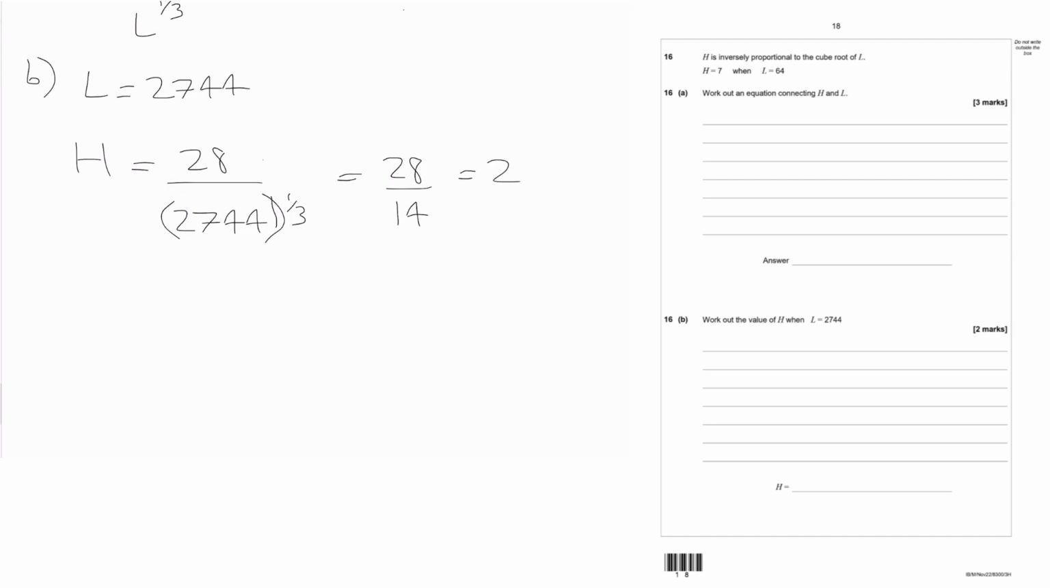Moving on to part B. And we're asked to work out the value of h when L equals 2,744. So h equals 28 over 2,744 to the power of a third. So we just need to work out what 2,744 to the power of a third is. And if we work that out on the calculator, we get that that is equal to 14. So h is equal to 2.